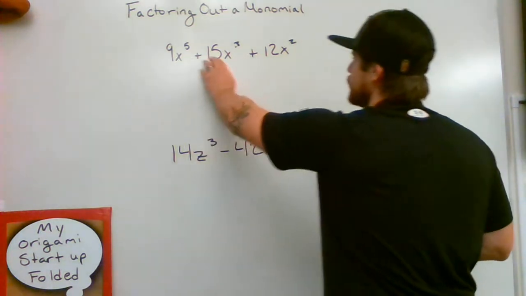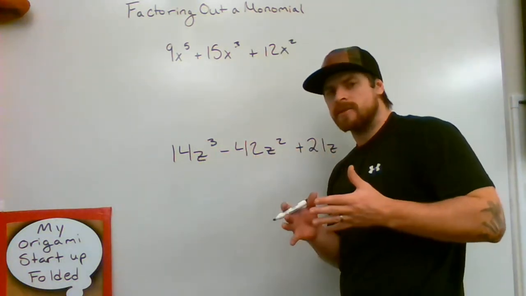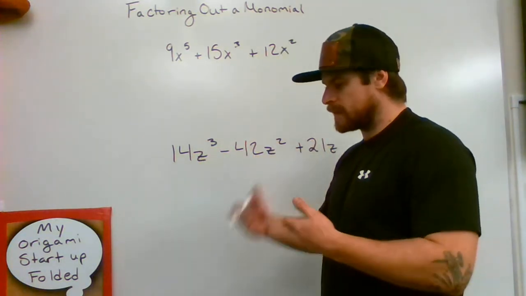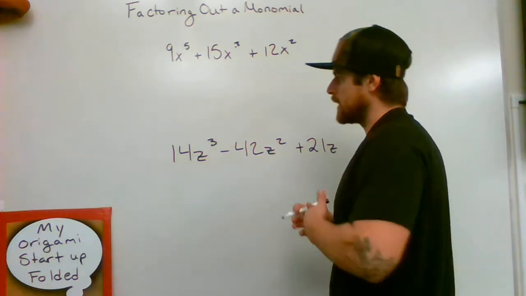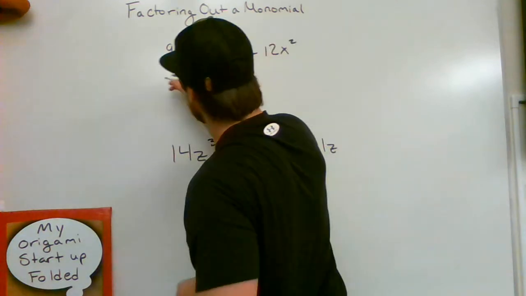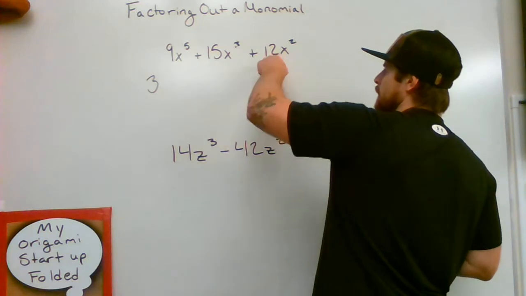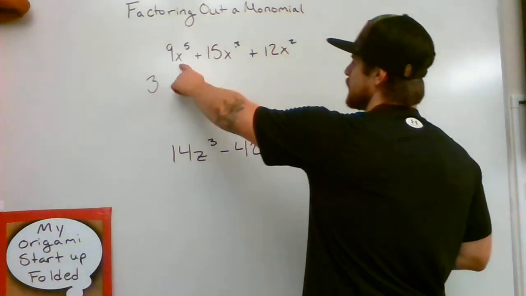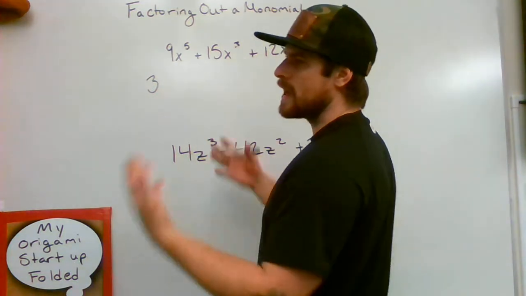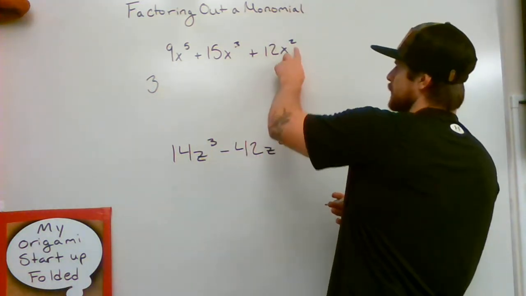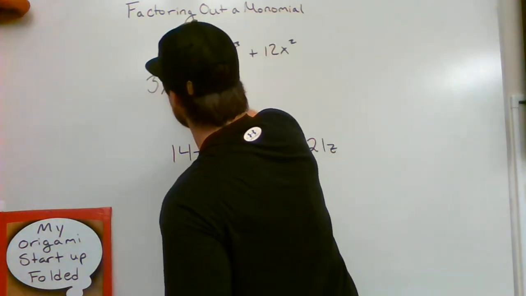So I have a 9, a 15, and a 12. I want you to stop and just take a second and think to yourself, what's a greatest common factor of 9, 15, and 12? What can all three of those be turned into through multiplication? Well, a 9, 15, and 12 can all be created from a 3. That is my greatest common factor with the coefficients. Now, I also have an x to the fifth, x to the third, and x squared. The greatest common factor, the one that they all have in common, is x squared. There's at least two x's with each one of these terms. So I'm going to say x squared.